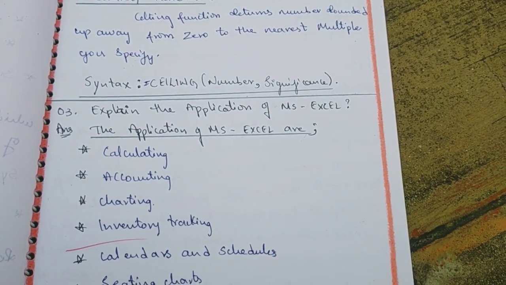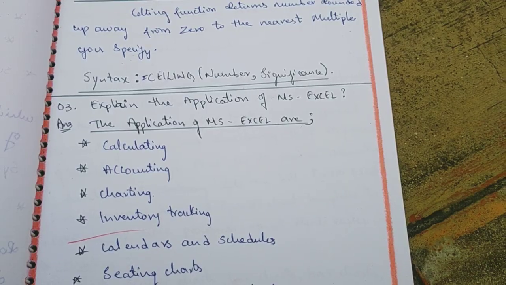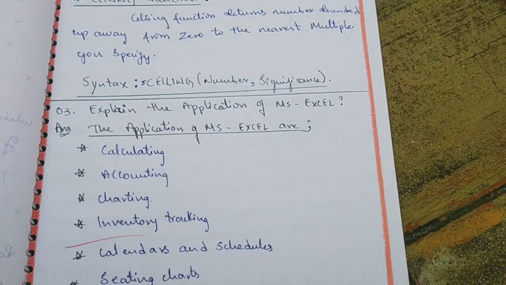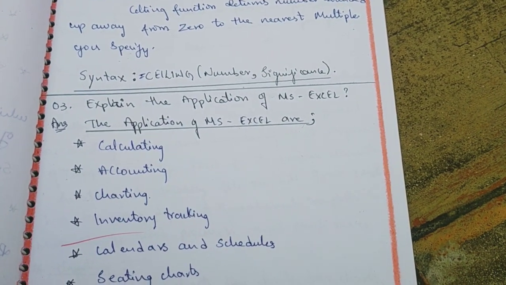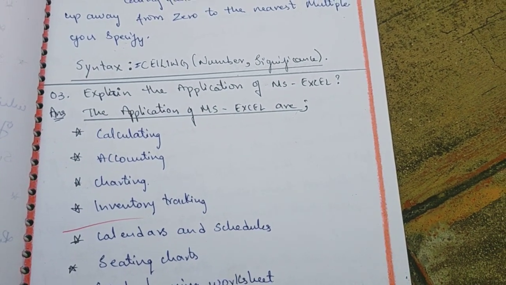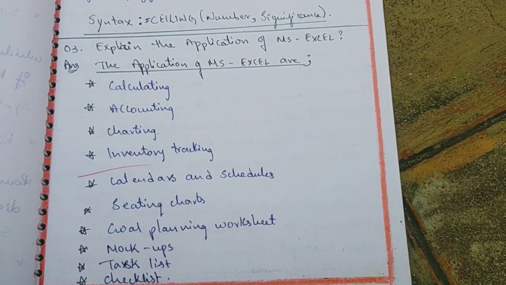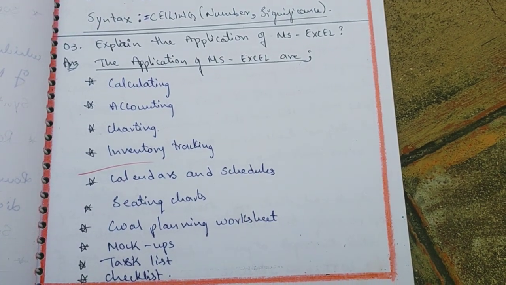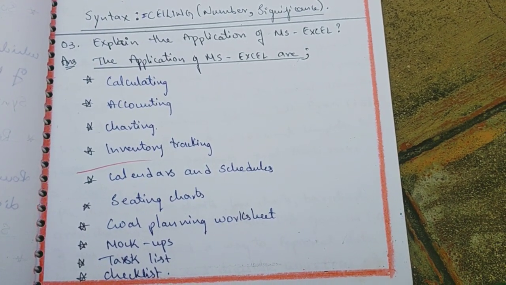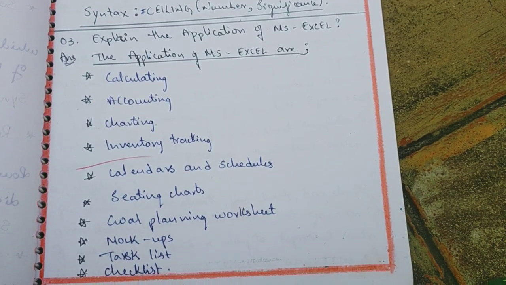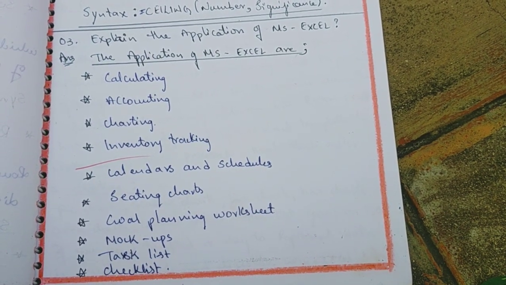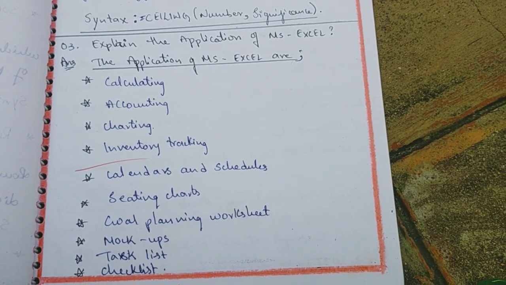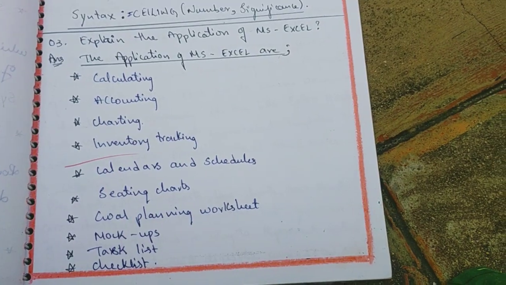Okay, next, let me explain the applications of MS Excel. As we are continuously learning what MS Excel is, we should also know what applications MS Excel includes. This helps in calculating, accounting, charting, inventory tracking, calendars, schedules, seating charts, goal planning, mockups, task lists, check sheets, checklists, etc. These are the applications of MS Excel.